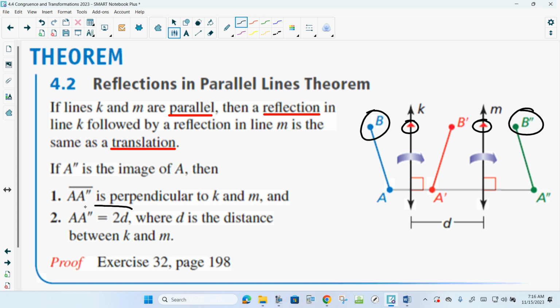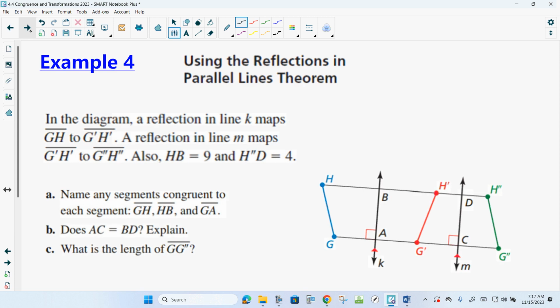Now this next one, I'm going to explain it, but ultimately, if I go from one point to the other one on the bottom here, it's technically 2D, and I'll explain why in just a little bit. So here we go. In the diagram, the reflection across line K maps GH to G prime H prime, and a reflection on M goes from G prime H prime to G double prime H double prime. You're also told that HB is 9, and that H prime D is 4. Name any segments that are congruent to each other.